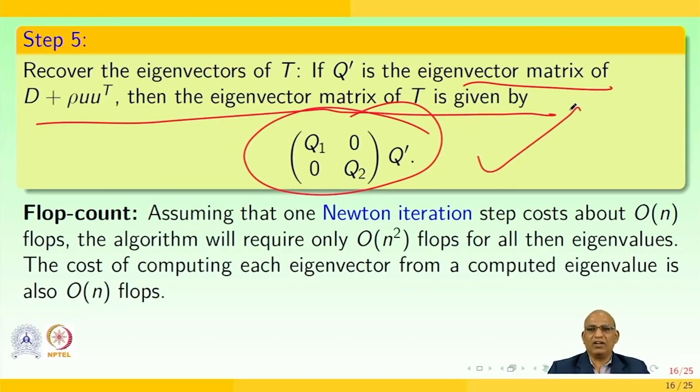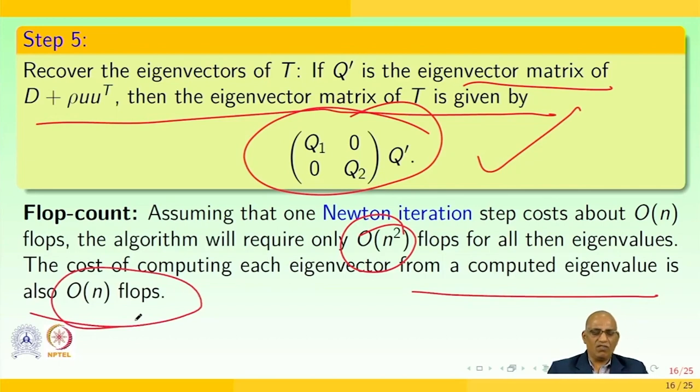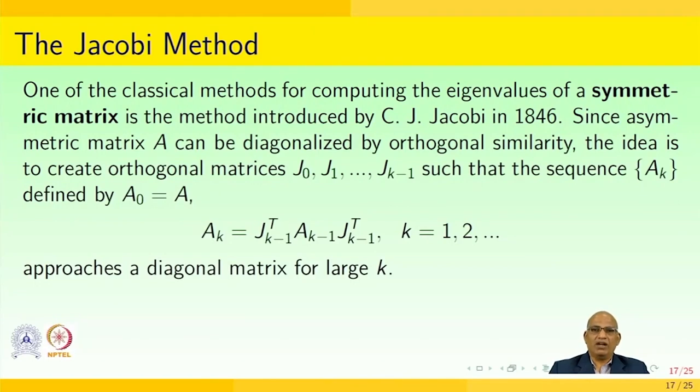It is very curious to see what the flop count of this algorithm is. Assuming that each Newton iteration step costs around order of n flops, the algorithm will require only order of n squared flops for all the eigenvalues. The cost of computing each eigenvector from a computed eigenvalue is of order n flops, n floating point operations.